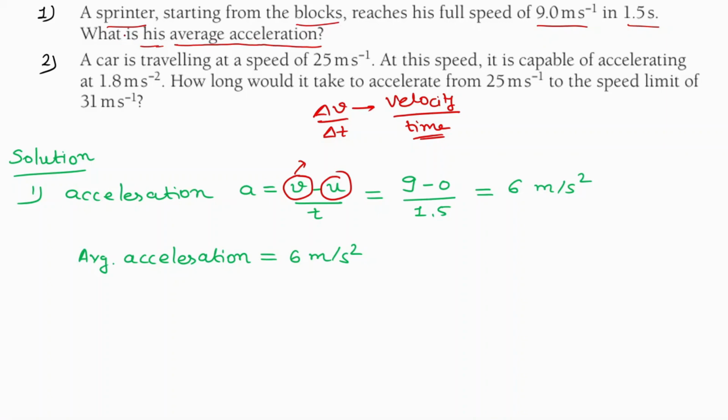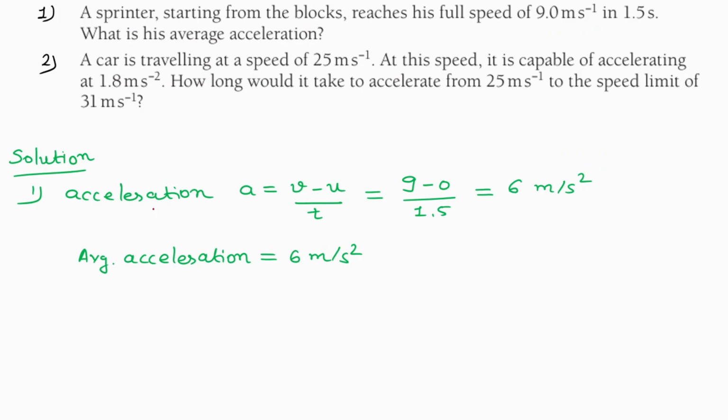Now, for the initial speed, they say he starts from the blocks, which means he starts from rest, so the initial speed is zero. Then it takes about 1.5 seconds, and you will get the answer 6 meter per second square, which is the unit of acceleration. Always write the unit. So our answer is: average acceleration is 6 meter per second square.